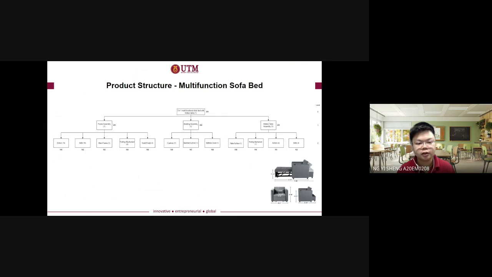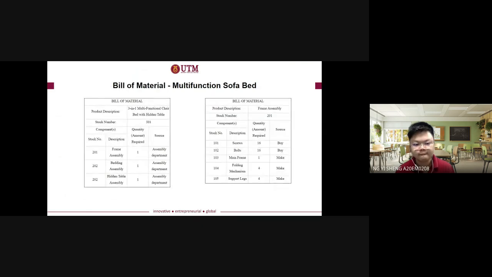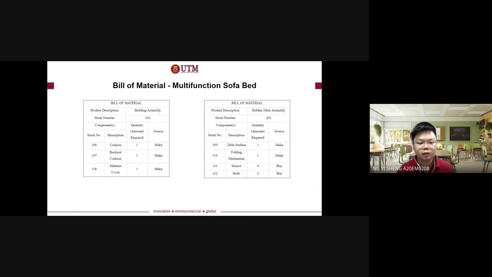And this is the product structure for multi-function sofa bed. So they have frame assembly, bedding assembly, and hidden table assembly. They are also sub-assembled under the assembly. Now this is the bill of material of multi-function sofa bed. The first one is the bill of material of the multi-function sofa bed. The second one is the frame assembly. The third one is the bedding assembly. And the final one is the hidden table assembly. So next I'll be passing to Najifa.